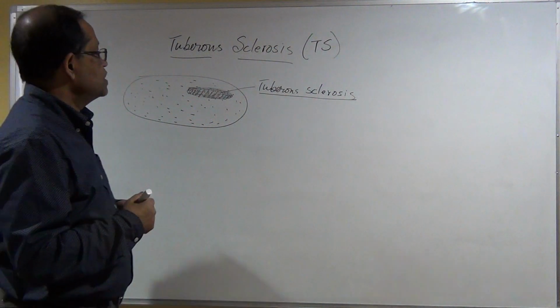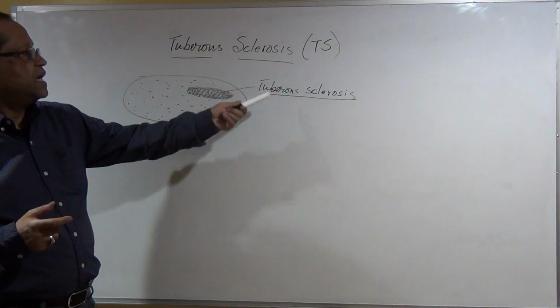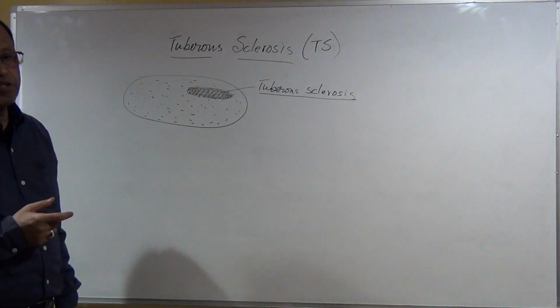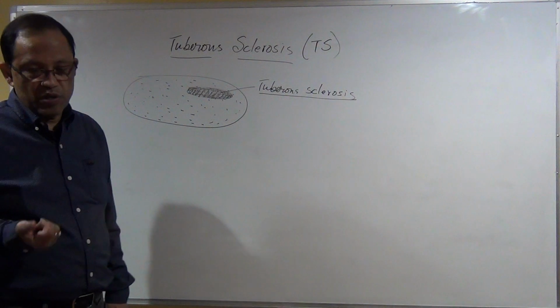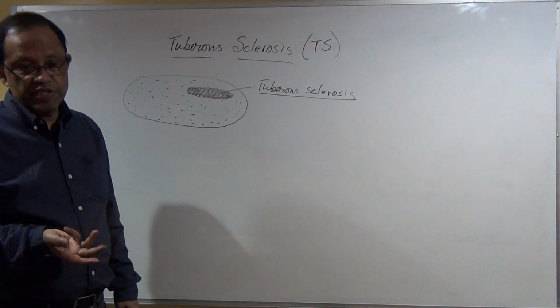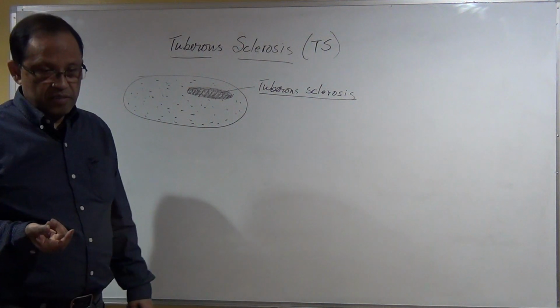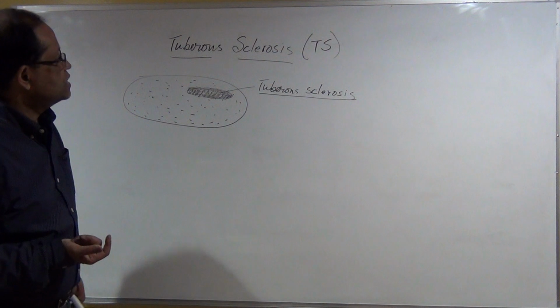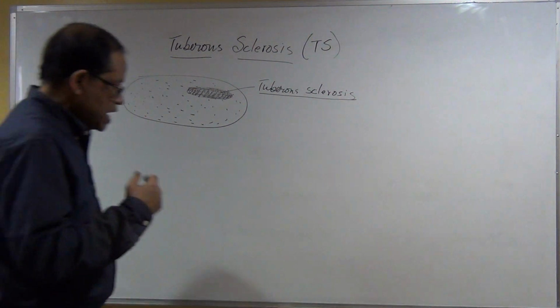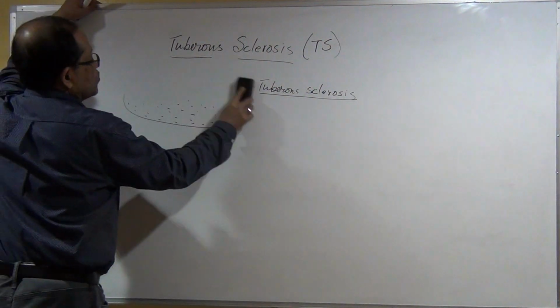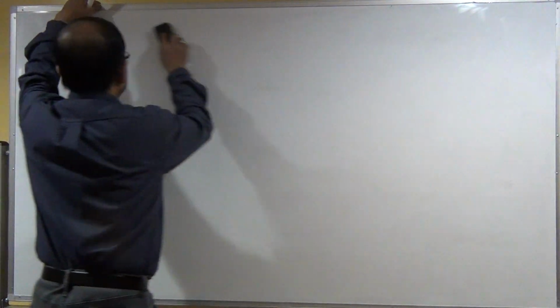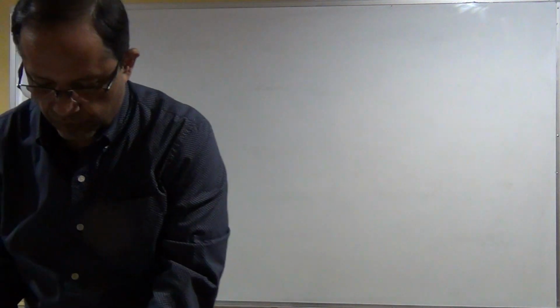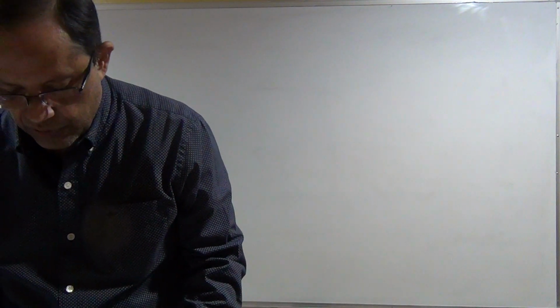So tuberous sclerosis is tumor-like thickening and hardening of the normal parenchymal tissue. It can happen to the skin, the brain, the eye, any organ in the body. Mostly it can happen in the cystic duct, an intraductal situation. Okay, so this is tuberous sclerosis. The next one is von Hippel-Lindau disease. Just know the name.